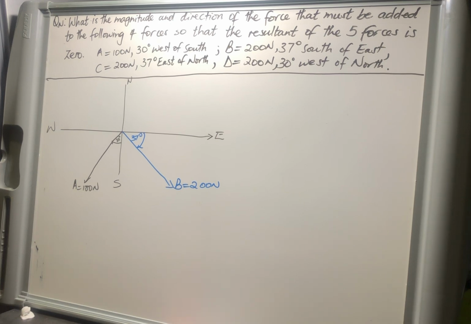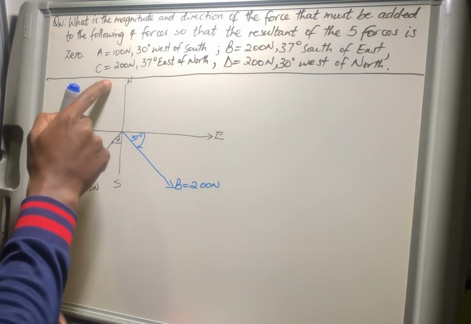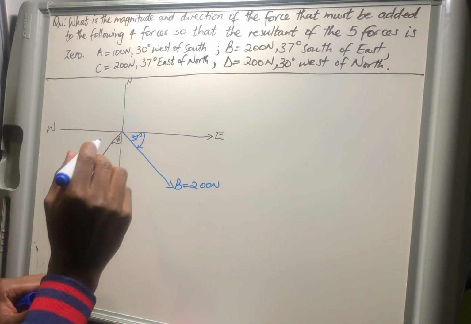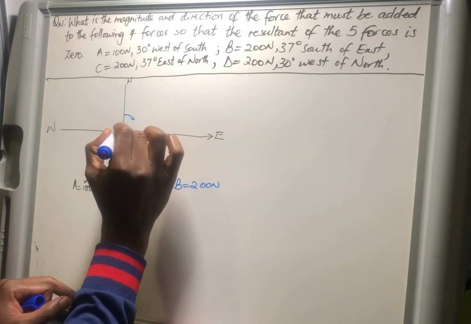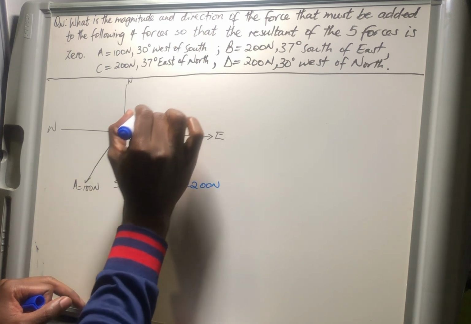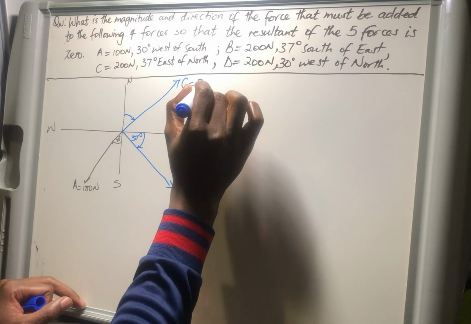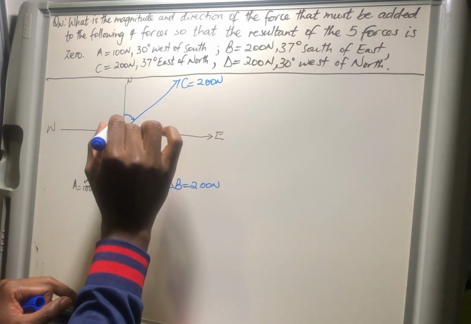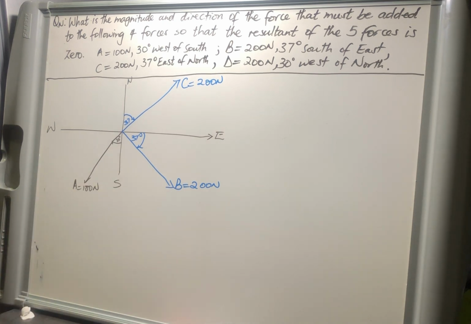Then you move on to your C. That's 200 newtons, 37 degrees east of north, which means you are at your north going to the east. How many degrees? 37 as well. So it's something like this. Let's assume 37 is here. So you have your C here, which is equal to 200 newtons as well, and the angle is 37 degrees.